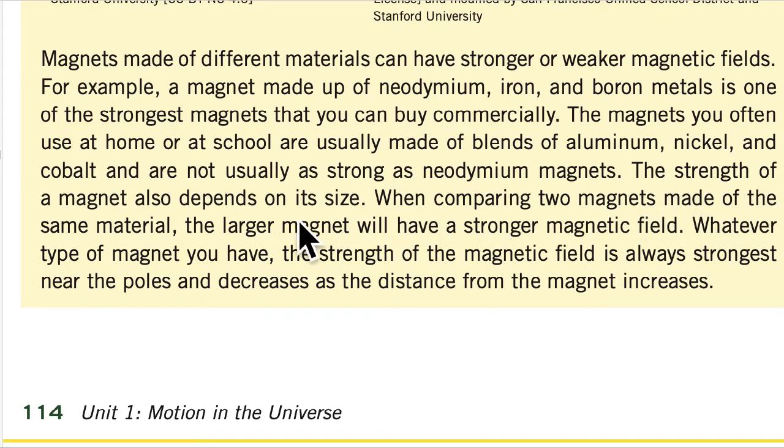The strength of a magnet also depends on its size. When comparing two magnets made of the same material, the larger magnet will have a stronger magnetic field. Whatever type of magnet you have, the strength of the magnetic field is always strongest near the poles and decreases as the distance from the magnet increases.